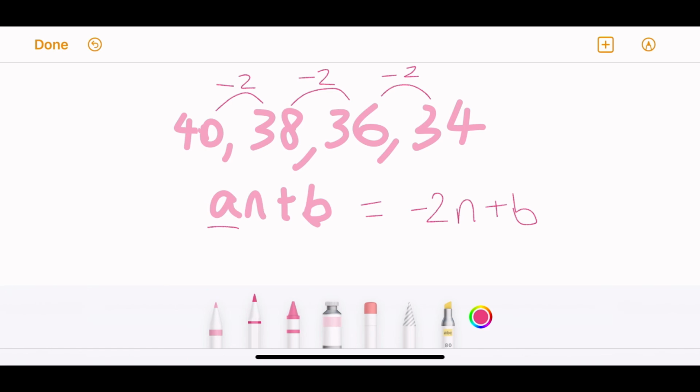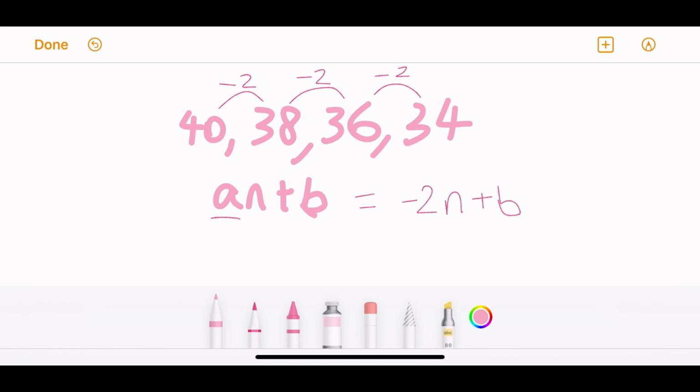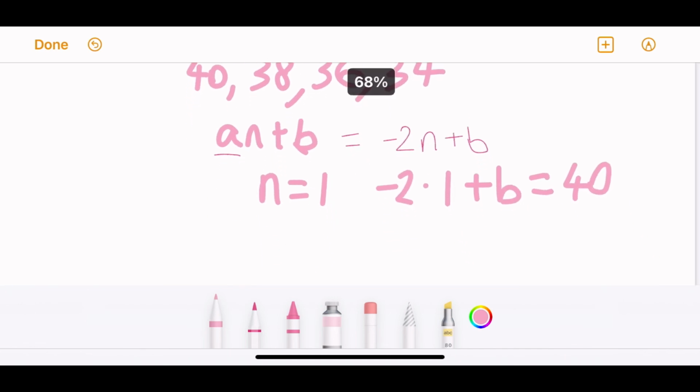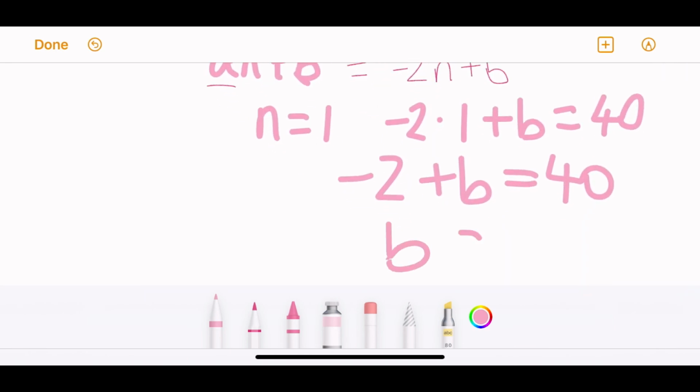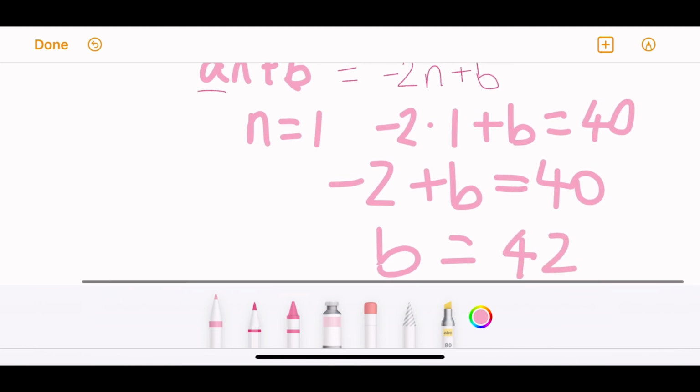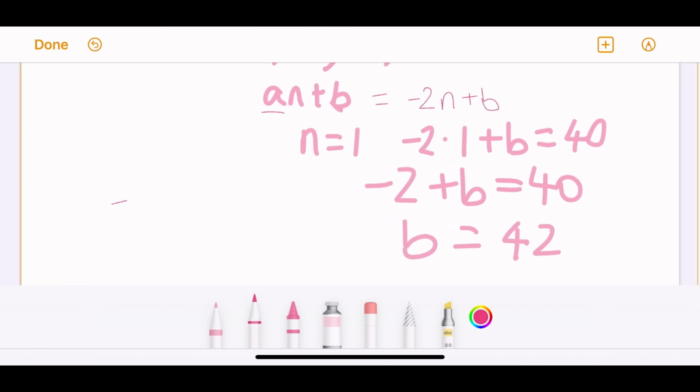But if you think back, we said n will always start with 1. Therefore, we know the first term, second term, third term, and fourth term. If we substitute any of these 4 values inside this formula, then we should be able to find b. So let's try and do that now. Let's substitute n equal to 1. So we're working with the first value, 40. And then -2 times 1 plus b equals 40. So -2 plus b equals 40. b can be solved, and b equals 42. Right, and the final formula, I'm going to write it out here, is a is -2 and b is 42. So that's our final answer.